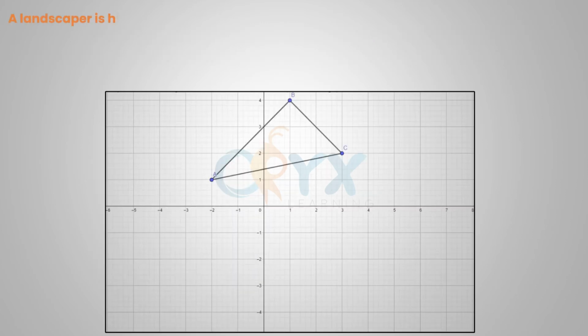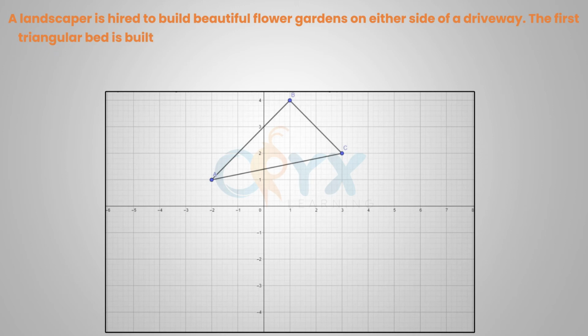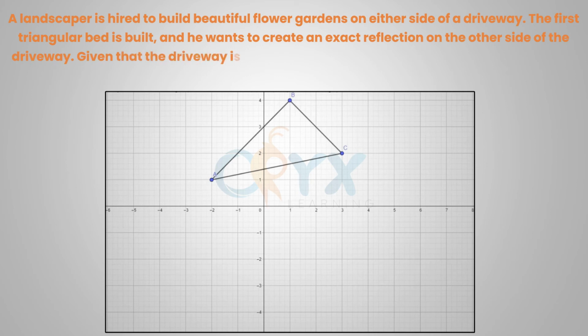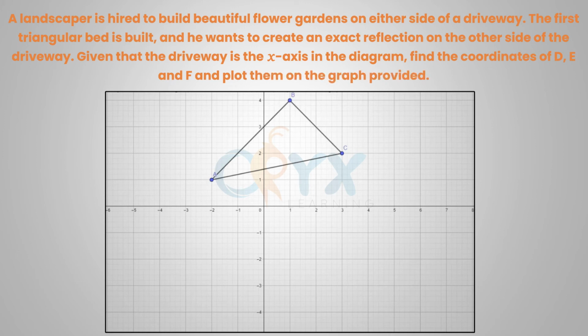A landscaper is hired to build beautiful flower gardens on either side of a driveway. The first triangular bed is built, and he wants to create an exact reflection on the other side of the driveway. Given that the driveway is the x-axis in the diagram, find the coordinates of D, E, and F and plot them on the graph.